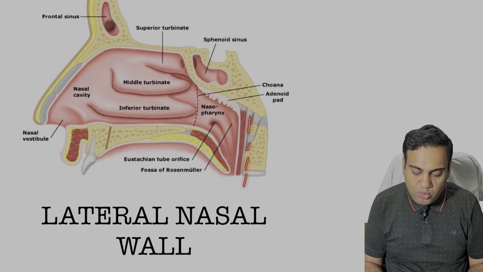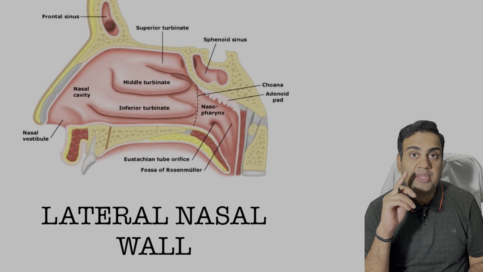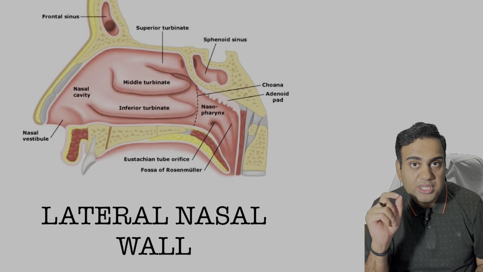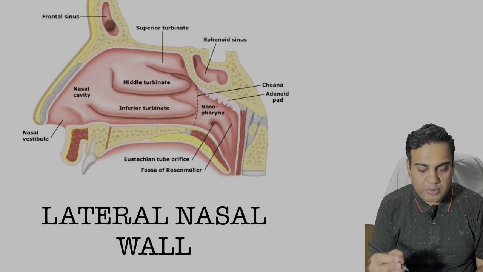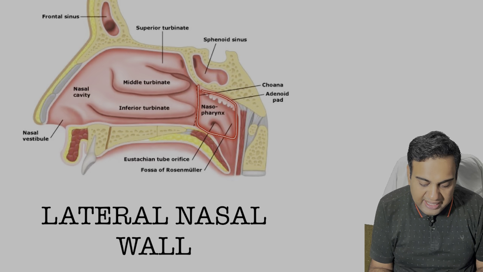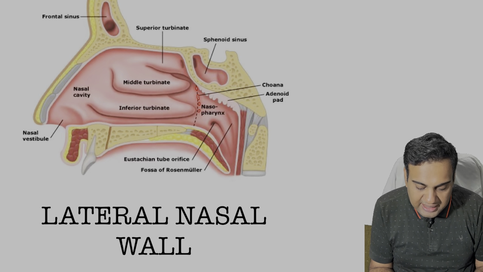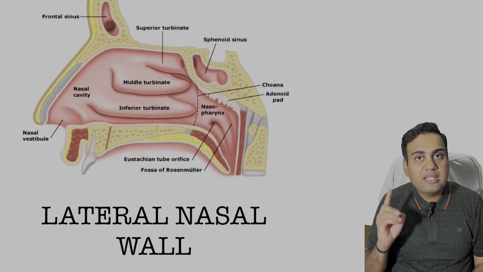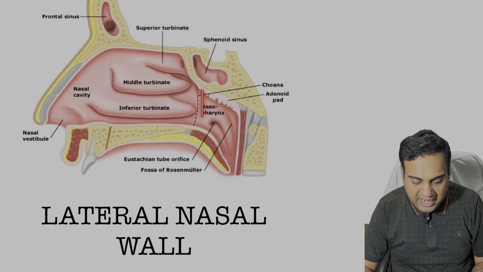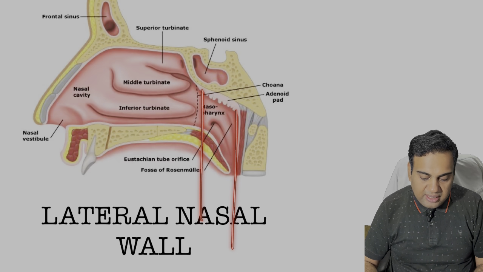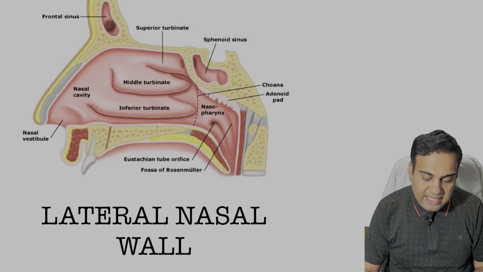And posteriorly you have got the vertebrae. But if somebody asks you what is the posterior boundary of the nasal cavity, you will not say vertebrae. What will you say? You will say nasopharynx, right? So this line here that you can see divides the nasal cavity from the nasopharynx. So here the pharynx starts, the pharyngeal tube starts, and the nasal cavity ends.